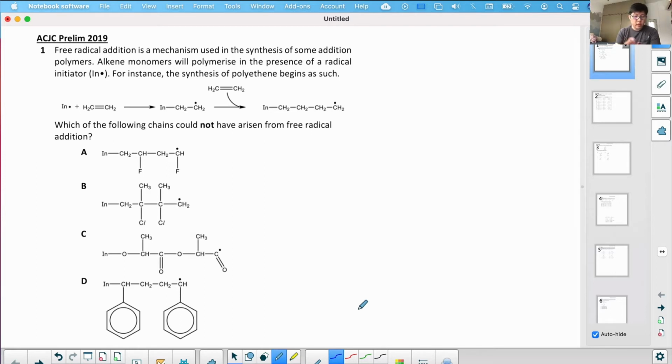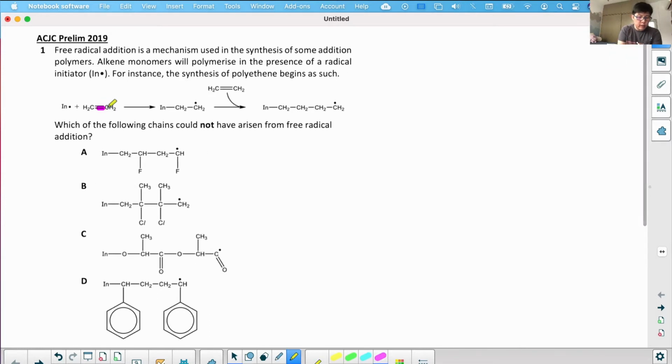Okay, so for this question, you must be able to see a pattern, all right? So this is the pattern. You can see there's an alkene over here, all right? Alkene over here, and this is another alkene. So this is where they are. If you think about it, it's actually here and here, all right? So which of the following chains could not have arisen from the free radical addition?